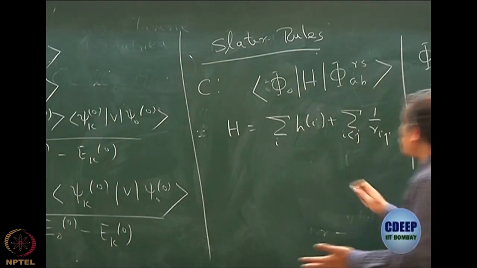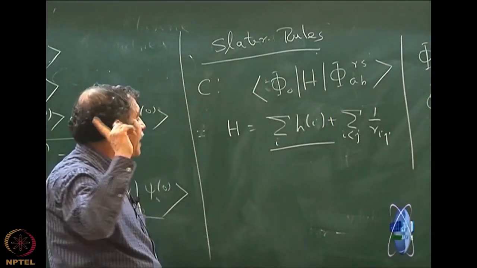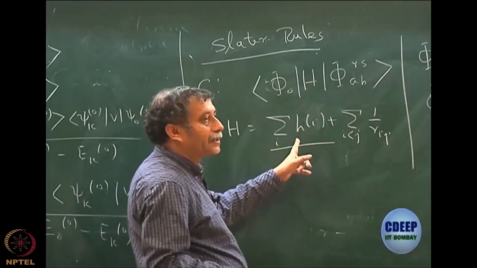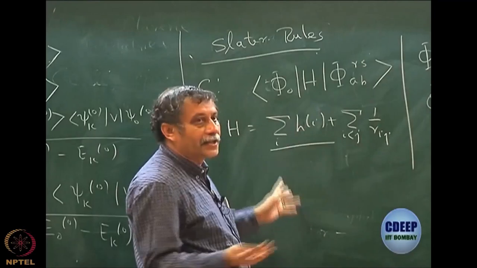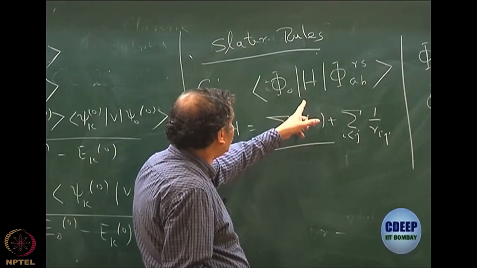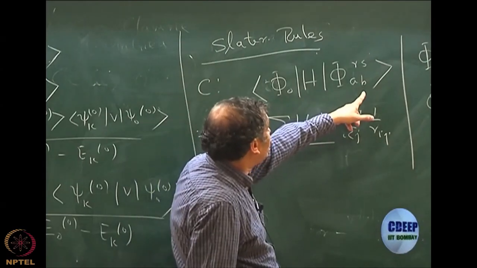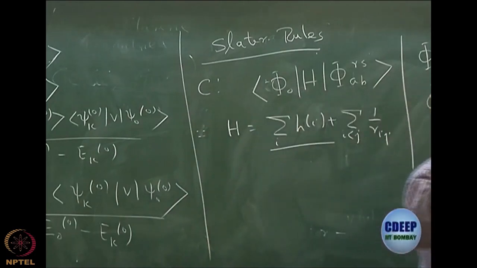So, the first part does not contribute to this. Remember, in type B, the first part gave only one integral, AHR, right? In this case, it does not contribute, very simply because H is a one particle operator. Whenever you put this here, at least one of the spin orbitals between this and this will be different, because I had two differences. With H of 1, you will be able to connect one difference, but the second difference will directly integrate, and hence it will always become 0.